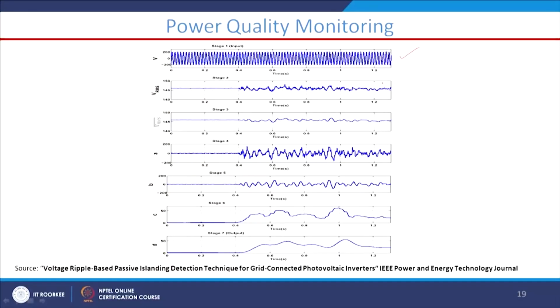Now, this is how this technique goes. This is the voltage, this is Vrms, and these are different blocks with parameters, the indices you can say A, B, C, D. Based on those indices, the final trip signal is going to be declared, indicating that this is an islanding situation.